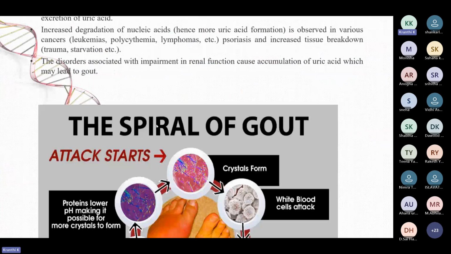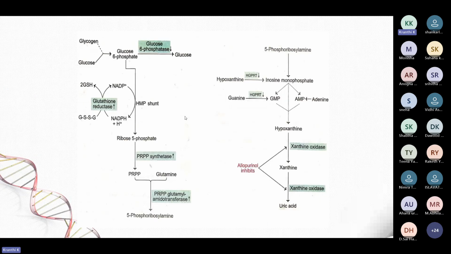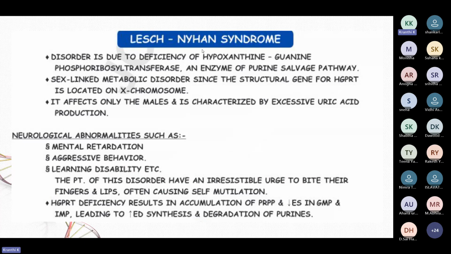Okay, one second, I will explain this with a good example. What is this Lesch-Nyhan syndrome? This is one short question they may ask you in the examination. This disorder is due to deficiency of hypoxanthine guanine phosphoribosyl transferase, that is called HGPRT, an enzyme of the purine salvage pathway.